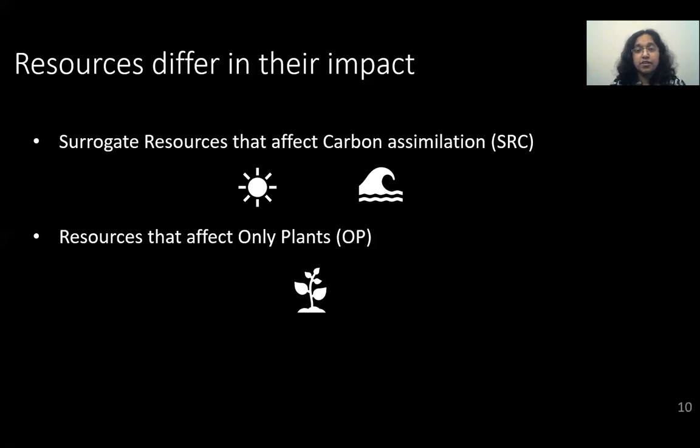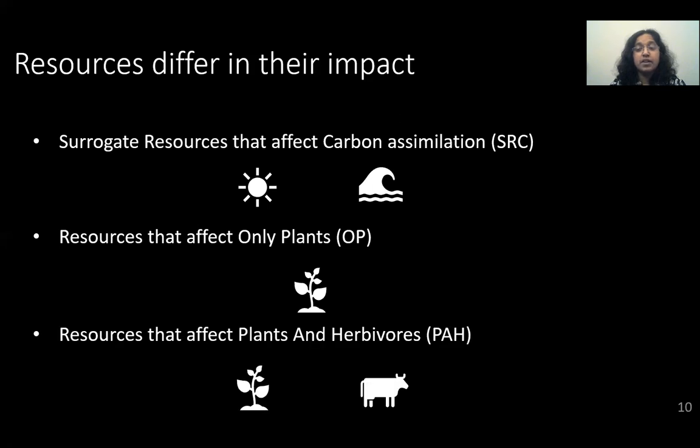The second type of resource is a non-carbon resource that is limiting only to plants, such as nitrogen or iron in aquatic systems and phosphorus in terrestrial systems. It is abbreviated as OP for only plants. The third type of resource is one that is limiting to both plant and herbivore growth, therefore abbreviated as PAH. An example of this would be phosphorus in freshwater systems or nitrogen in terrestrial systems. Resources such as sodium that limit only herbivore growth can be discussed as a subcategory of the PAH resource as they behave mathematically similarly. Therefore, we develop a model with three limiting resources.